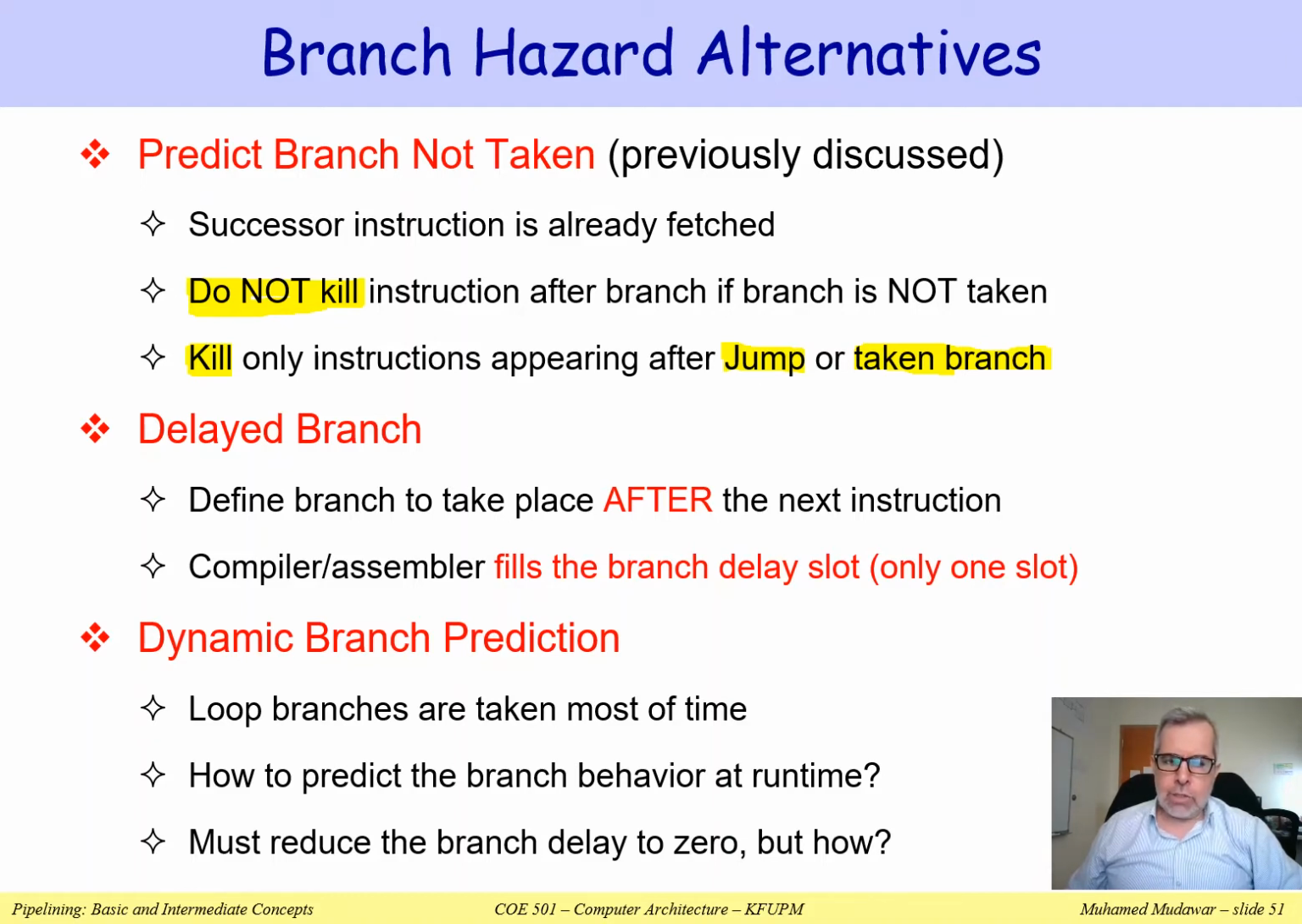There is another alternative which is being used today in all modern CPUs, which is called dynamic branch prediction. I will introduce dynamic branch prediction in the next few slides.